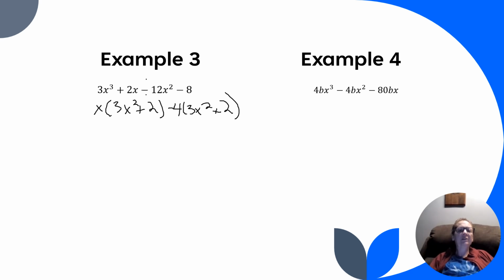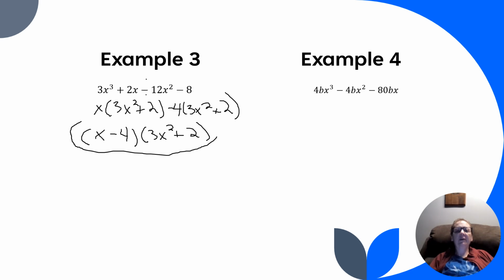So my factors are x minus 4 and 3x squared plus 2. Now you always want to look at your factors that you get out of factoring by grouping and see if any of the two factors have a common factor within it. Neither one of these do, so I'm at my final answer. If there was something in common in one of the two terms, then I would factor it out of that term. All right, moving on to example 4.